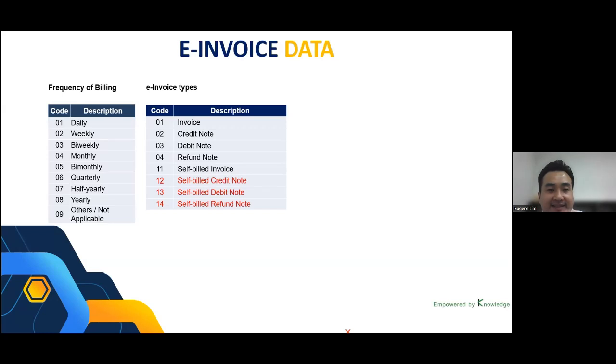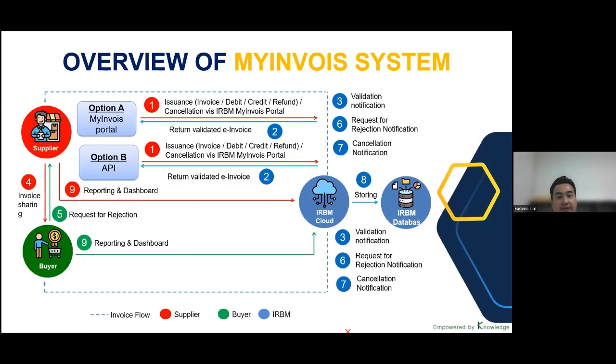Why they have this is because we also raised it to the IRB, asking why self-bill doesn't have a credit note, why self-bill doesn't have a debit note? If the transaction is in this scenario, what will happen? So that's why they came up with these 3 new codes. So this is an example for the MyInvois transaction.